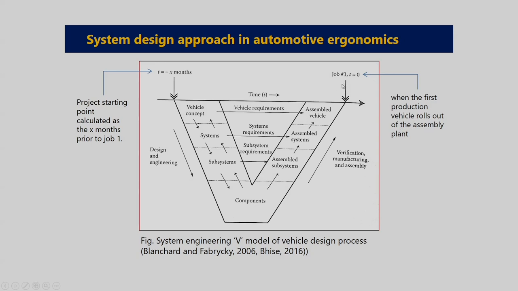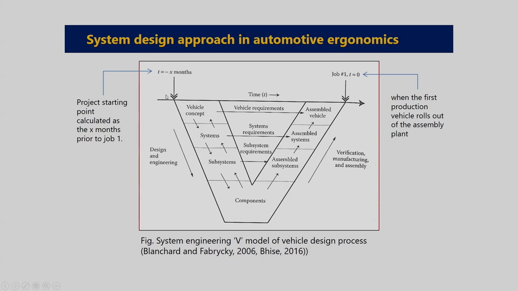And from that time, in the negative direction, we consider the time period when the project is to be started, that is expressed like minus x months from this time t, that is zero. So, generally for a particular vehicle development process, while the industry is planning for the first production, from that point 12 to 24 months on average, they start the project. So, the project starting point is calculated as negative months.